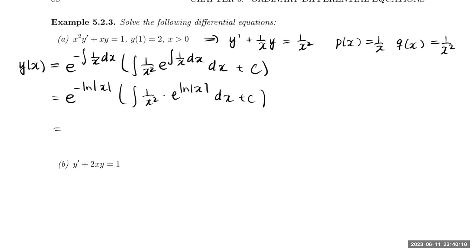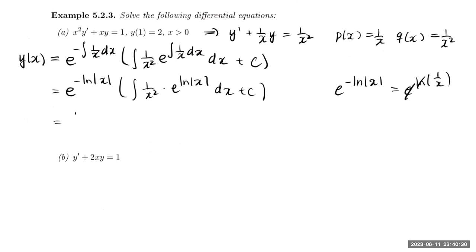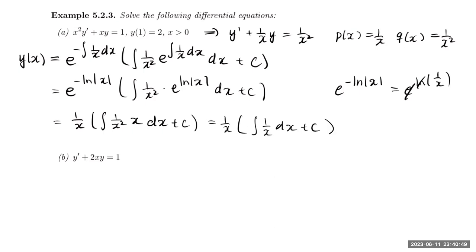Well, e to the power negative ln of x is also the same as saying e to the power ln of 1 over x. But since we're assuming that x is greater than 0, we don't need the absolute value. So the e and the ln will cancel out each other, and we'll just get 1 over x here. So 1 over x times the integral of 1 over x squared times x dx plus c, which is 1 over x times the integral of 1 over x dx plus c, and that is equal to 1 over x ln of x plus 1 over x times c.